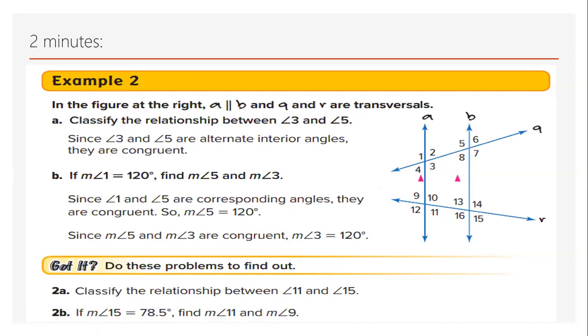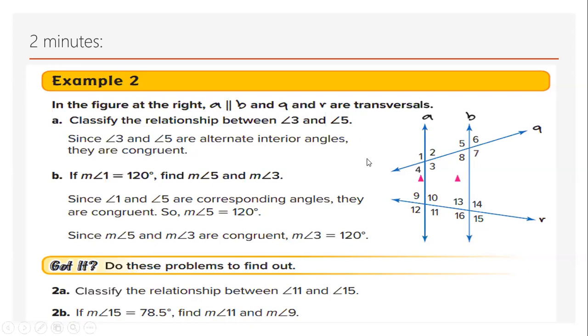And he wants also measure angle 9. Angle 9 and angle 15 are alternate exterior angles. So 9 and 15 are congruent. So angle 9 is 78.5.